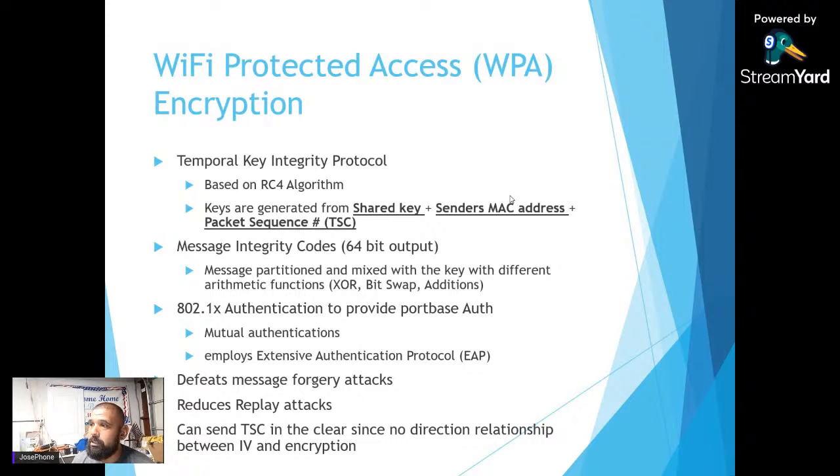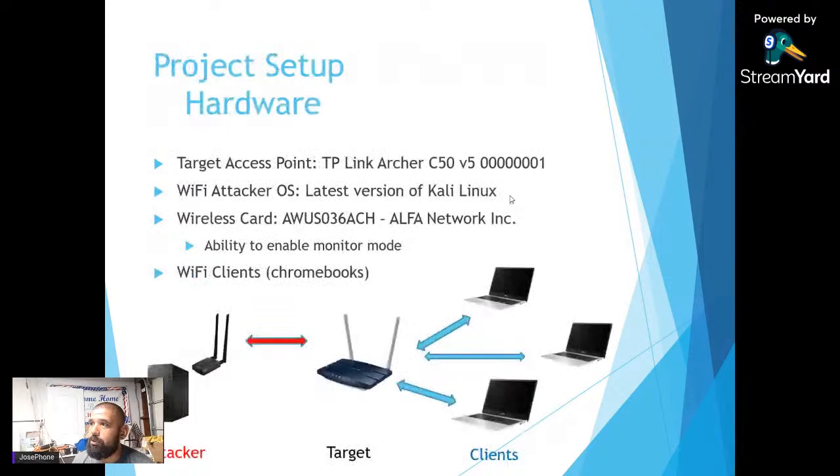So what I'm going to do now is I'm just going to go through and give you an overview of the setup. I was able to use a target access point, the TP-Link Archer C50, which is right there in the middle. It was just a standard router, was able to do WEP, WPA encryption on it. So perfect for this project.